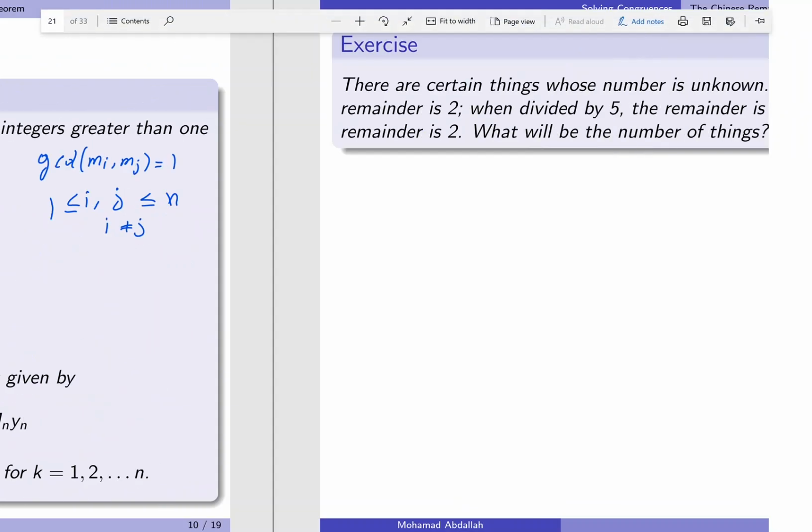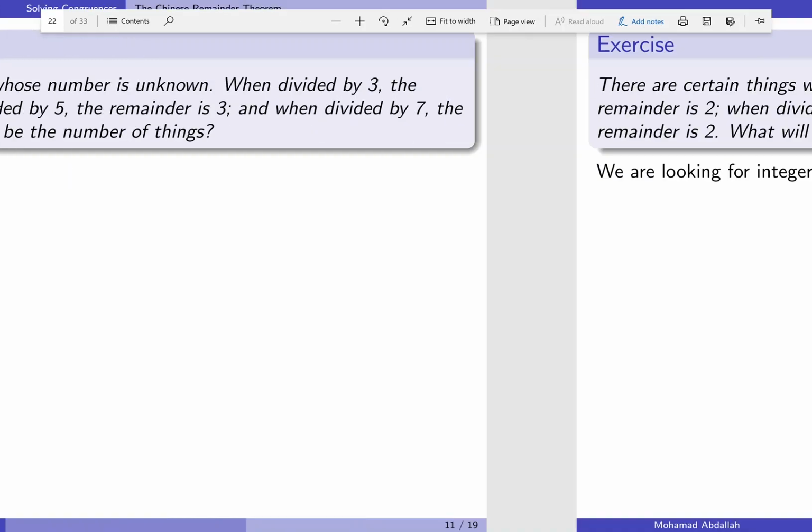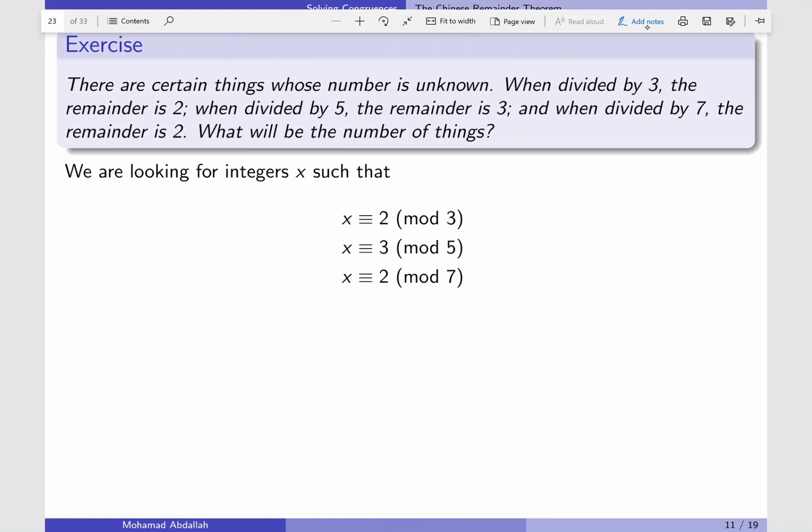So let's try a simple example first. There are certain things whose number is unknown. When divided by 3, the remainder is 2. So if I let x be the number, when x is divided by 3, the remainder is 2, so x is congruent to 2 mod 3. When divided by 5, the remainder is 3, so x is congruent to 3 mod 5. And when divided by 7, the remainder is 2, so x is congruent to 2 mod 7. So I want to find this x.